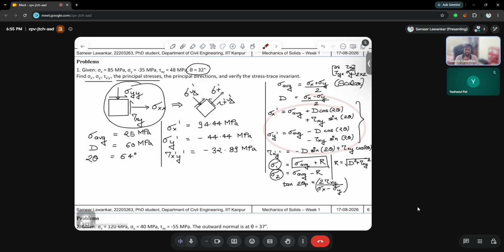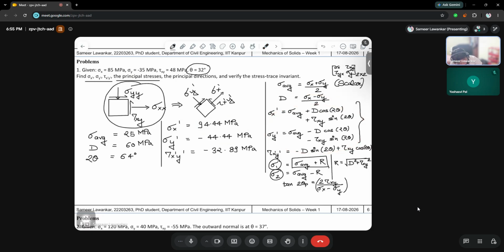Fine. So there will be some orientation of theta at which tau x dash y dash will come out to be 0. The orientations at which it comes out to be 0 are basically two. You will understand why they are two in subsequent lectures, I think week 5 or week 6. But for now, let us understand this from this perspective only. Principal directions are those directions at which principal stresses act, and there are two different values, sigma 1 and sigma 2. Sigma 1 is called the maximum principal stress, and sigma 2 is called the minimum principal stress.